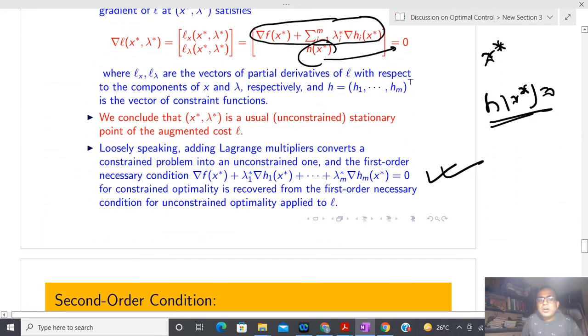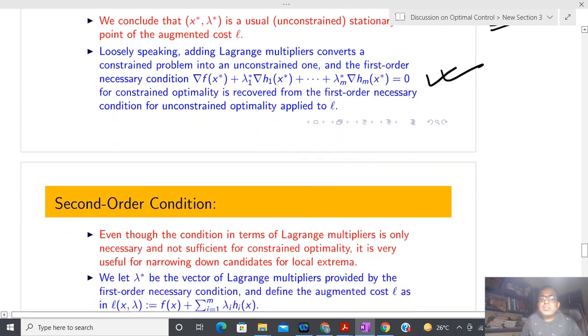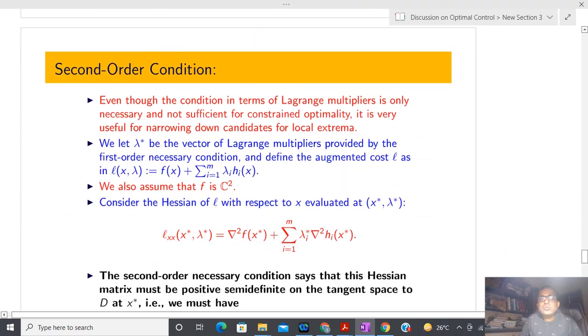Now let us come to the second order necessary condition. In order to define the second order necessary condition, the story is very simple. What we have seen so far is that I can convert my constrained problem into an unconstrained problem just by adding the Lagrange multiplier.